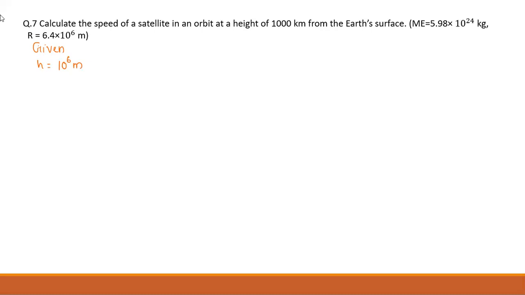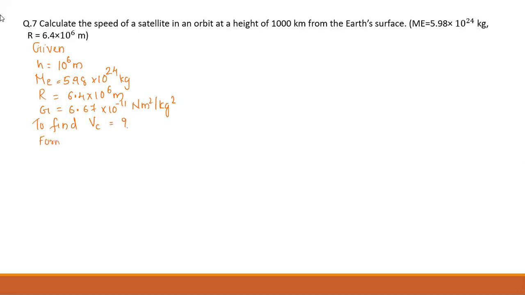Mass of the Earth is given, 5.98 into 10 raised to 24 kilogram. Radius is 6.4 into 10 raised to 6 meter. We know that universal gravitational constant is 6.67 into 10 raised to minus 11 Newton meter square per kilogram square. Here we want to find out the speed of the satellite, that is VC.